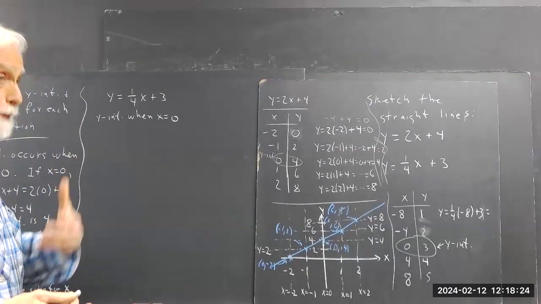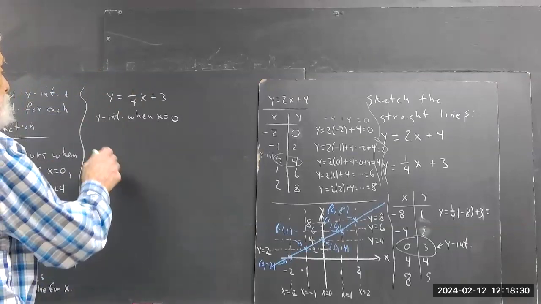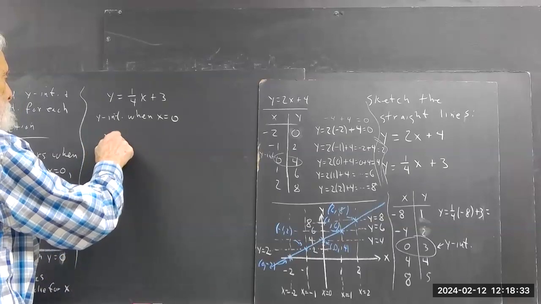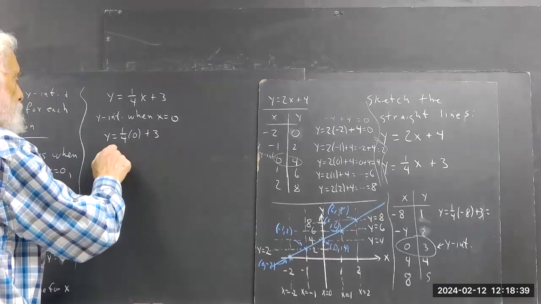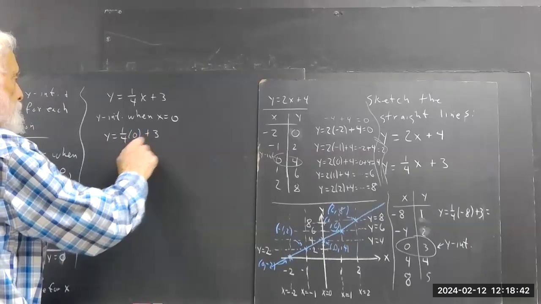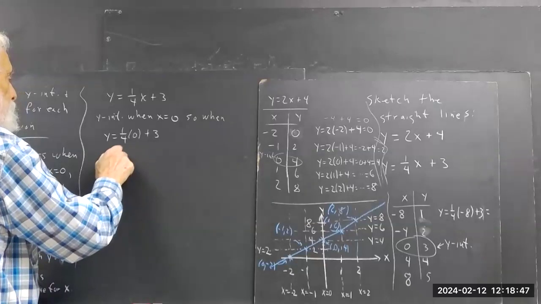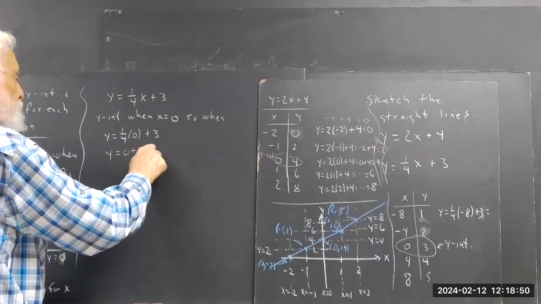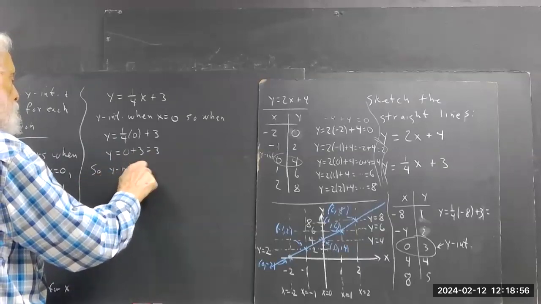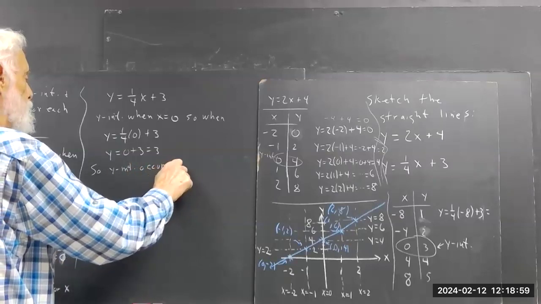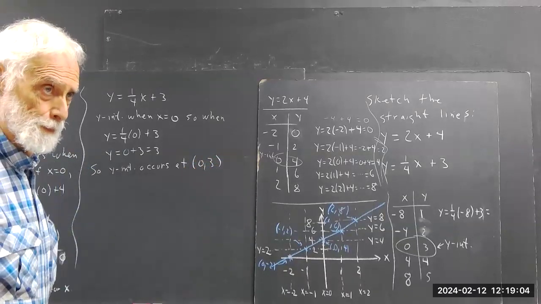It also helps if you say things right. I'll work on that myself. Okay, the y-intercept occurs when x equals 0. So it occurs when y equals this, meaning that y equals 0 plus 3 equals 3. The y-intercept occurs at the point (0, 3). These words are all important.